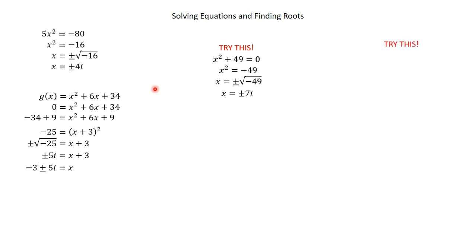All right, try another one. And this one's going to be a lot more like this, where you have to complete the square. F of x equals x squared plus 2x plus 3. Go ahead and pause this, complete the square, get your answer, and then come back when you're done.